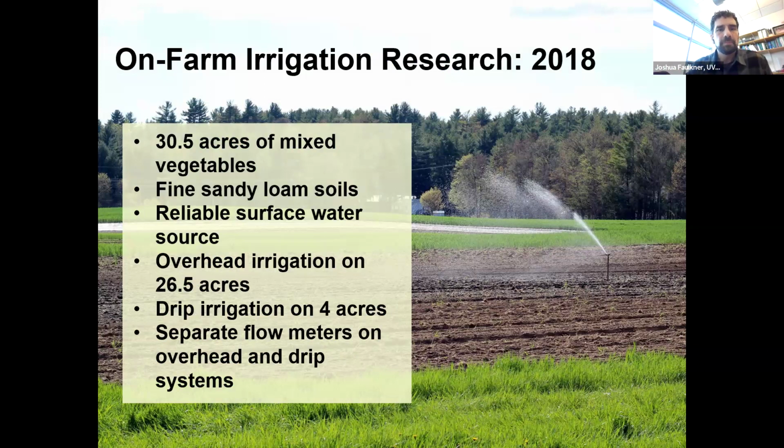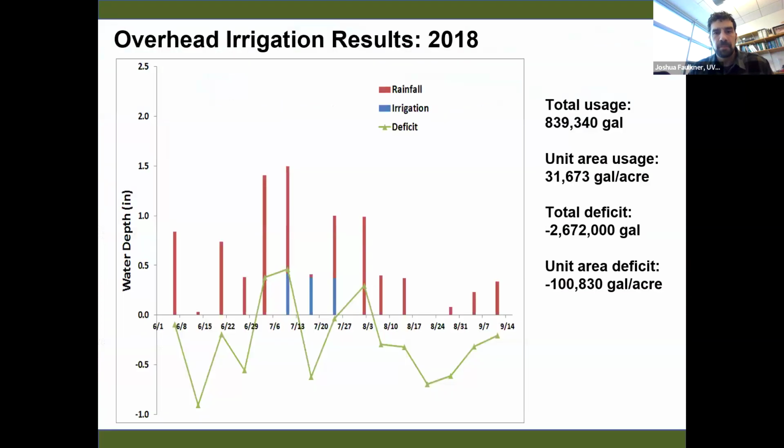from the entire study. So this farm had a little over 30 acres of mixed vegetables. They're on some pretty nice alluvial sandy loams, had reliable surface water, and we did water use efficiency calculations on 26.5 acres that were receiving overhead irrigation. And then we did it separately on 4 acres that were drip irrigated. And we had various tools to do this and used some modeling approaches as well.